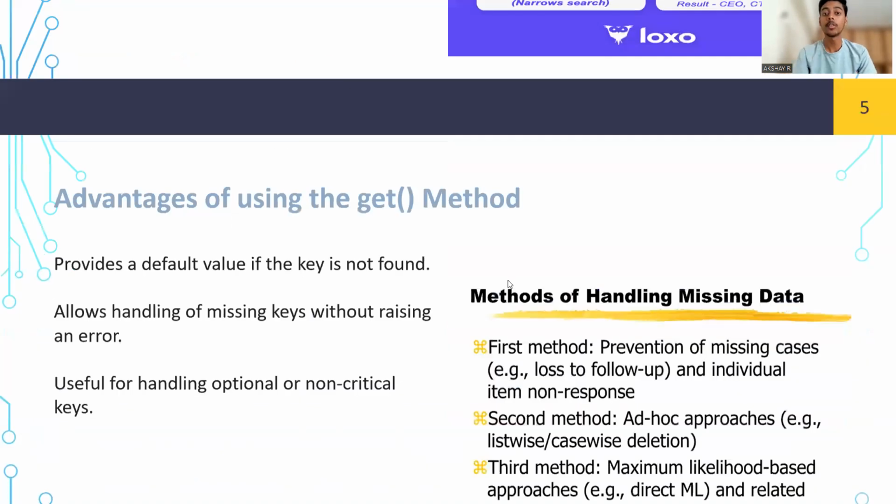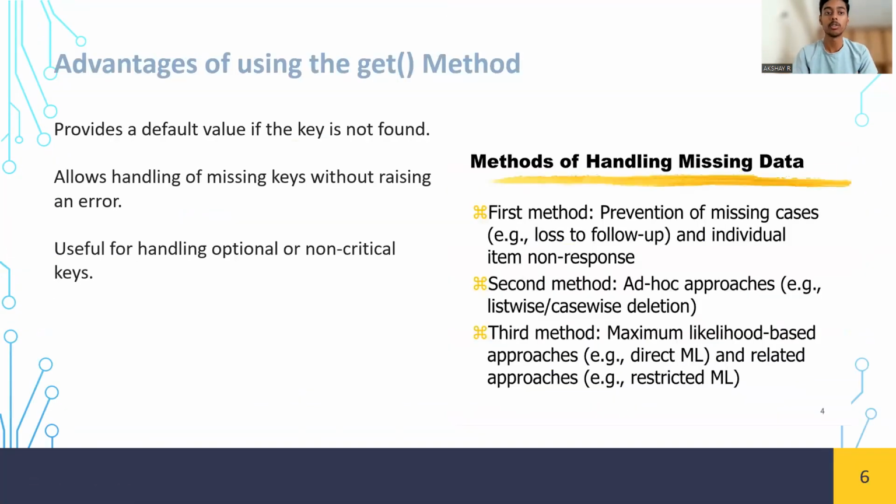So what are the advantages of using the get method? The get method provides a default value if the key is not found and allows handling of missing keys without raising an error. It is useful for handling optional or non-critical keys. That is the major point I have mentioned here. That was about the get method.